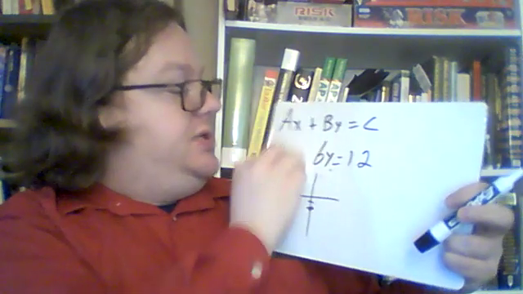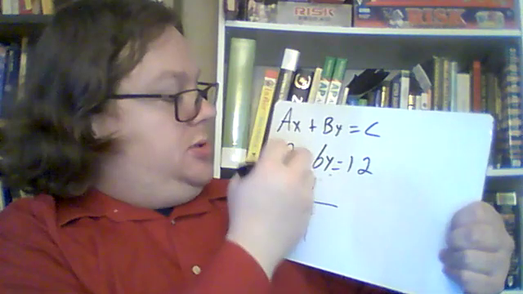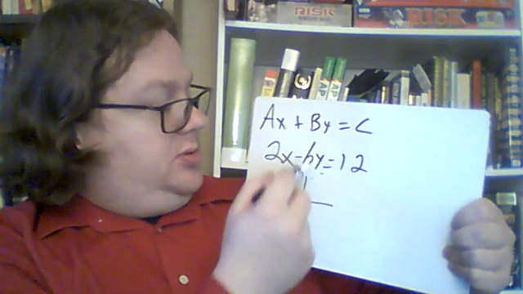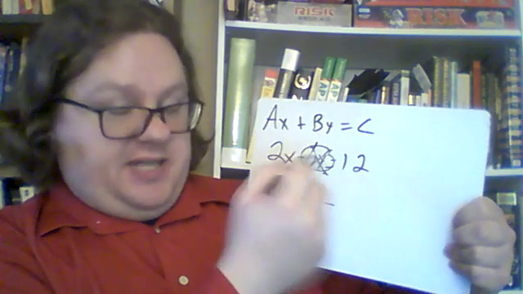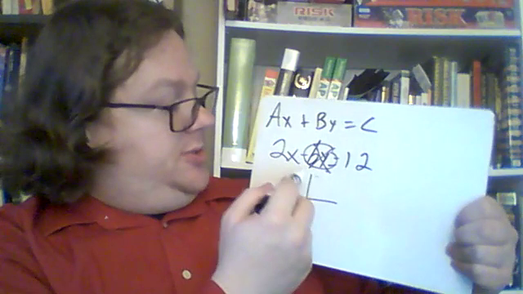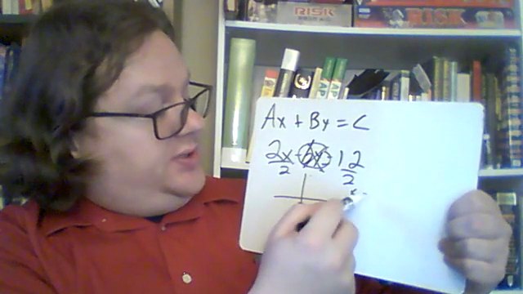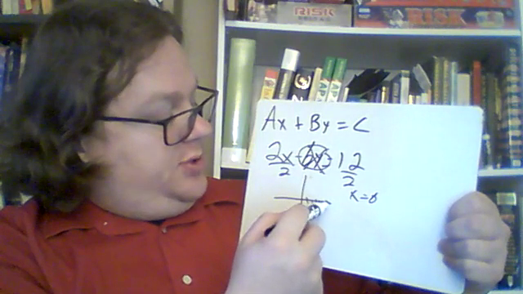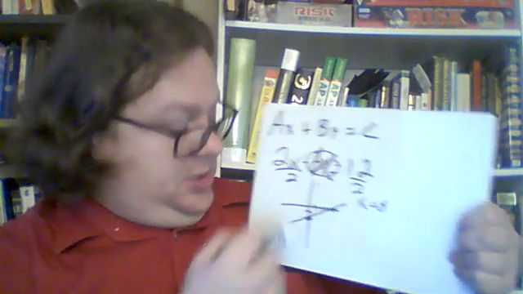And we bring back that 2x minus 6y. Now we replace the y with 0, which will get rid of this, right? Because anything times 0 is 0. And then we divide by 2, and x equals 6. So 1, 2, 3, 4, 5, 6. Boom. Now we have 2 points, and therefore we have a line.